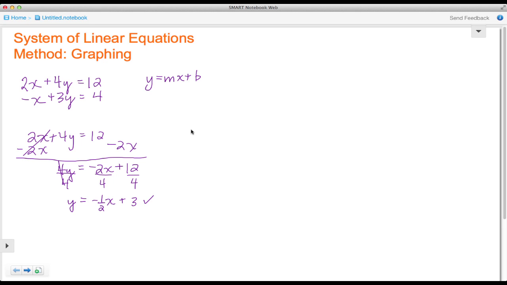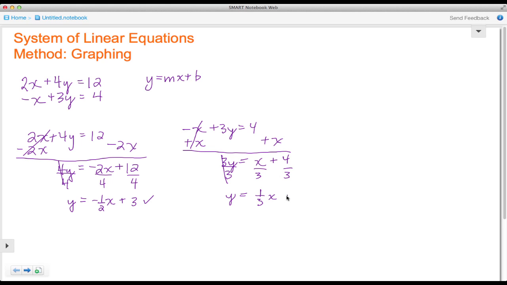And let's work on the second one. Negative x plus 3y is equal to 4. Let's add x to both sides. In doing so, the x's resolve down to 0. And I have 3y is equal to, list my x first, and then bring down the 4, and then divide each term here by 3. Those 3's cancel, leaving y. And I've got 1/3 x plus 4/3.